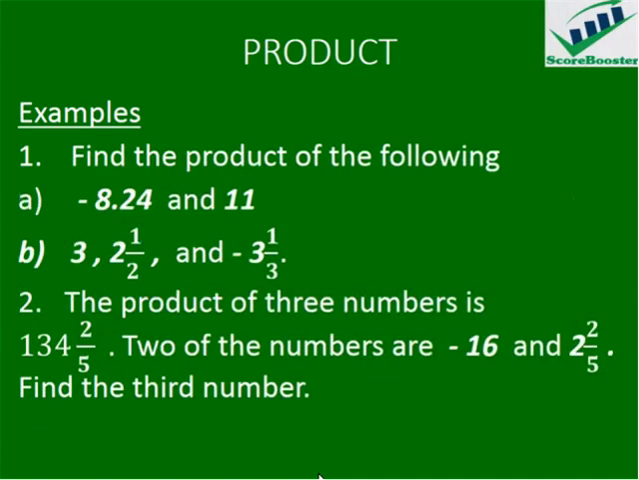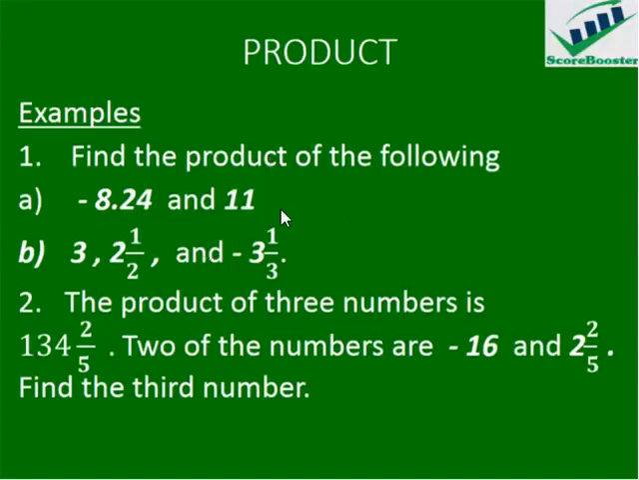So the first example says we should find the product of -8.24 and 11 and 3, 2.5 and -3 whole number 1/3. Here we can see that before you can solve this, you should know how to do your long multiplication. And here you can see that this is minus and this is plus 11. Since we are looking for the product, that is the multiplication, you have minus times plus. That will be the first thing you do.